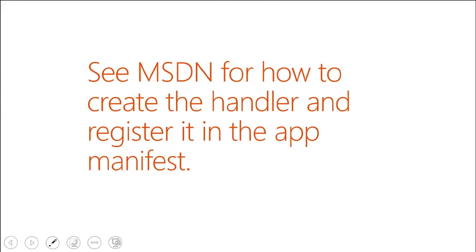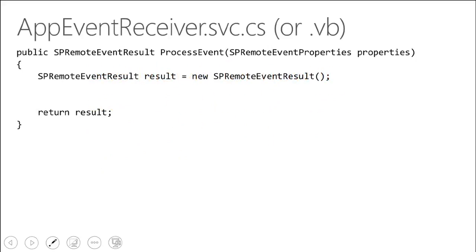Now, you can see MSDN for how to create the handler and register it in the app manifest. It's literally, I think, two clicks. And what it does is it edits the app manifest and registers the handler, and it creates this file you see on screen there, the AppEventReceiver.svc file, which is going to be either in C# or Visual Basic.